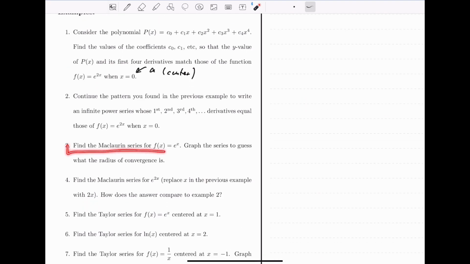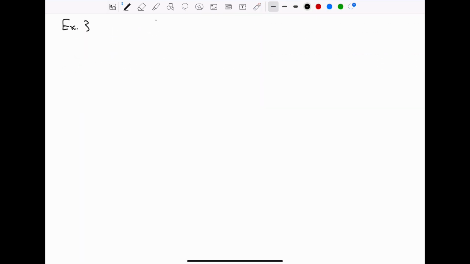Let's see how to use the definition of the Maclaurin series for example 3. In example 3, we want to find the Maclaurin series for the function e to the x. Here's how we do it. Let's start by just writing our function. Our function is e to the x, and now let's write the general form for a Maclaurin series. It's the sum from 0 to infinity of the nth derivative of the function, evaluated at 0, divided by n factorial times x to the n.